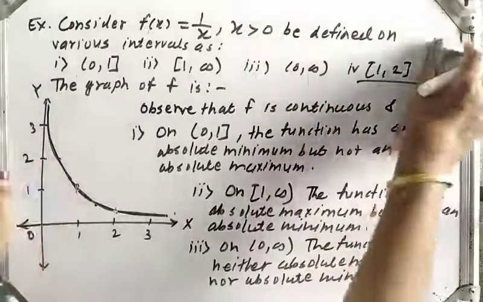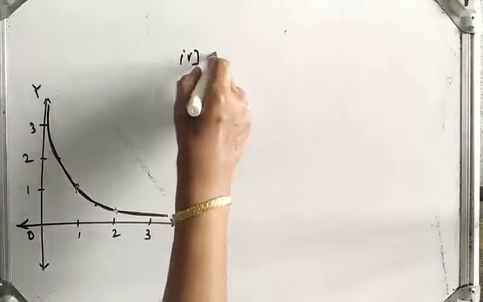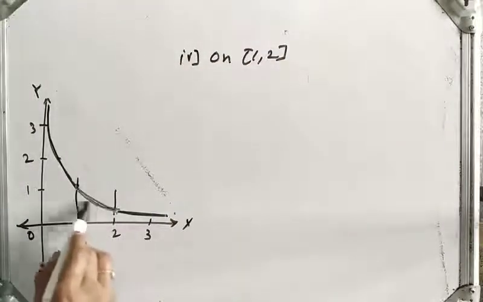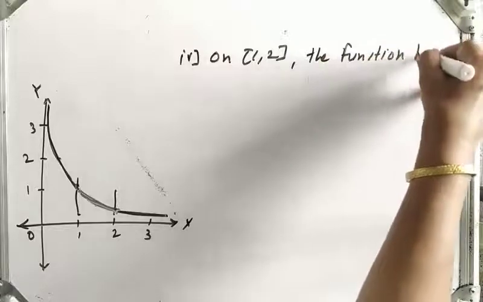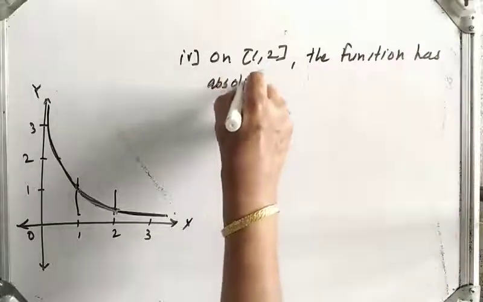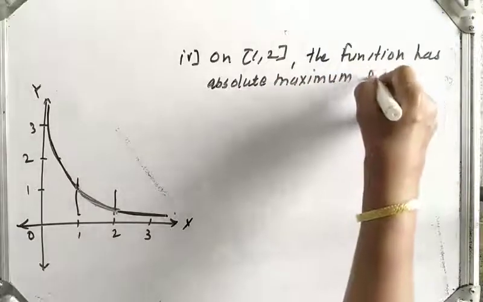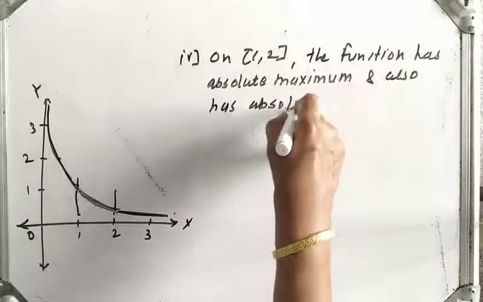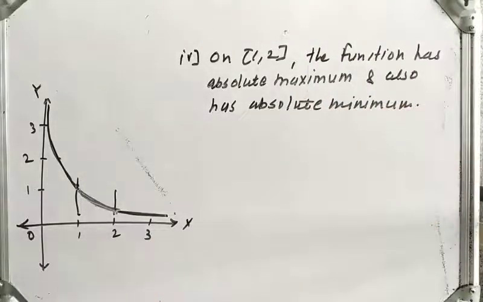And fourth, at which interval? Closed 1 to 2, that is the fourth point. On 1 to 2 means this part, only this part. On 1 to 2, the function has an absolute maximum and also has an absolute minimum. Okay, this is about absolute maximum and absolute minimum examples.